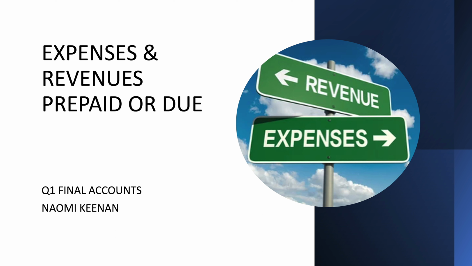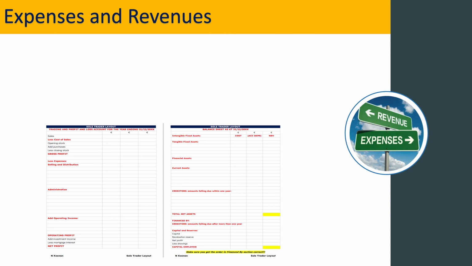So we're now going to look at expenses or revenues prepaid or due. It's not very common that we see these in final accounts, but it's very important that you be able to deal with them if you should see them. Sometimes they come up as part of bank adjustments, so take a look at the bank video if you haven't done that yet. So, expenses and revenues prepaid or due.